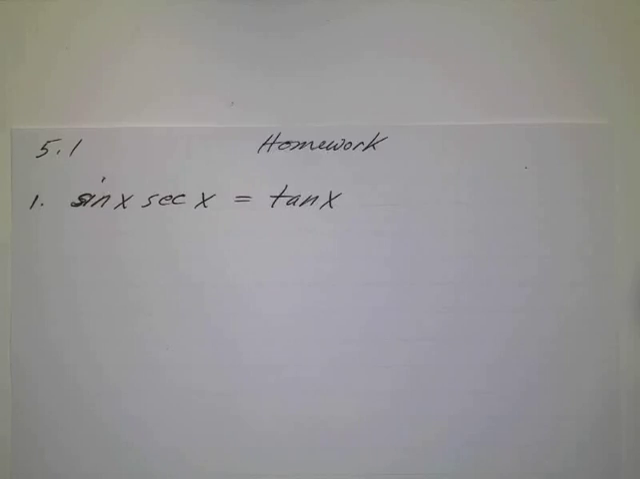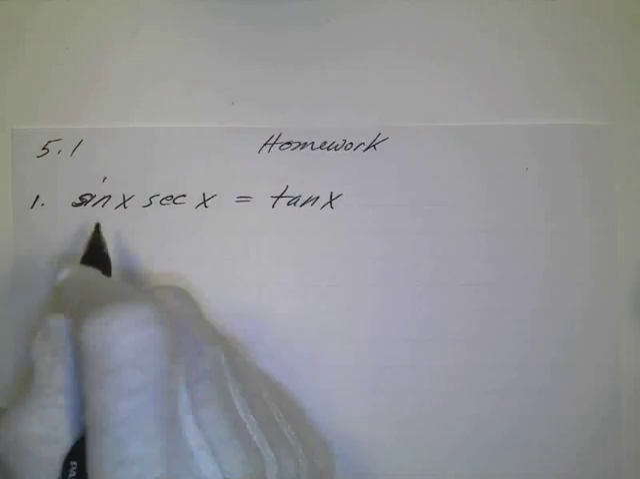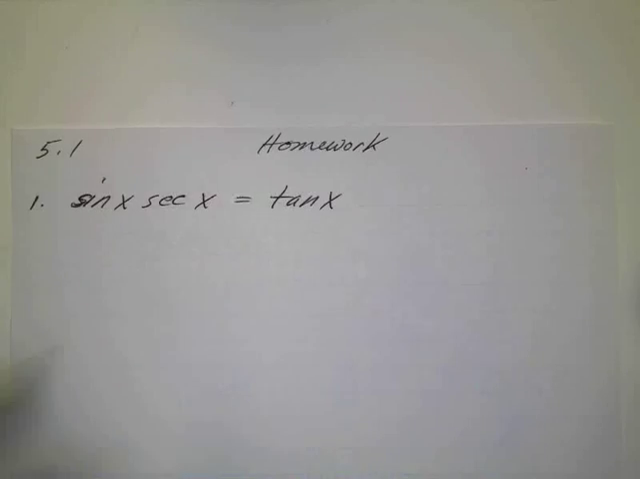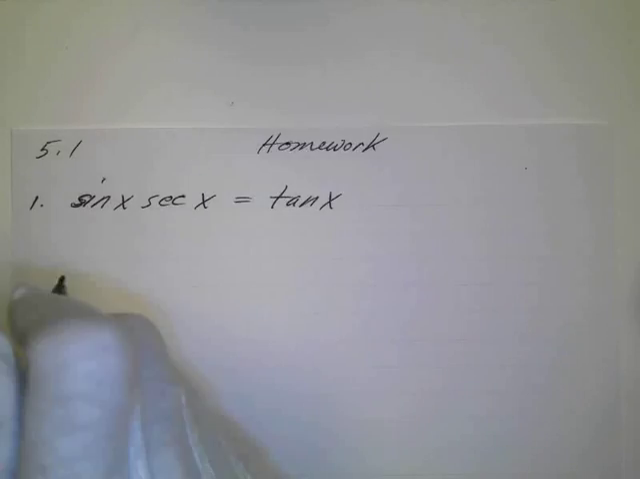Okay, these are some identities. We want to verify these identities. This is from section 5.1. And the first one is we want to show that the sine of x times secant of x equals the tangent of x. Now make sure you have your notes with you so you can be looking over all those identities. You want to make sure that you are on top of those.